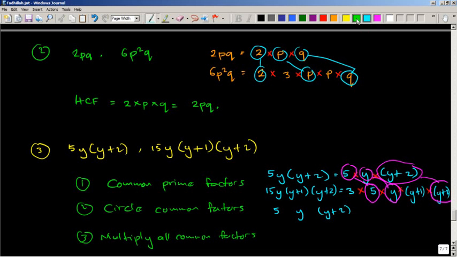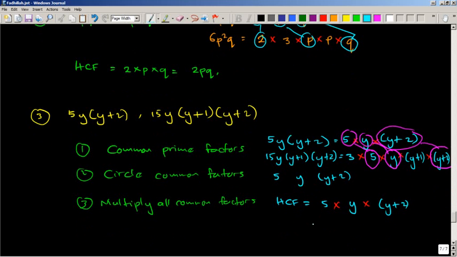So how do you find HCF? HCF is multiplication of all the common factors. Bukan 5 tu, yang itu y. 5 times y times y plus 2. There you go. So HCF is 5y(y plus 2). Okay. So that is the answer that we are looking for. Okay tak? Yeah, okay.